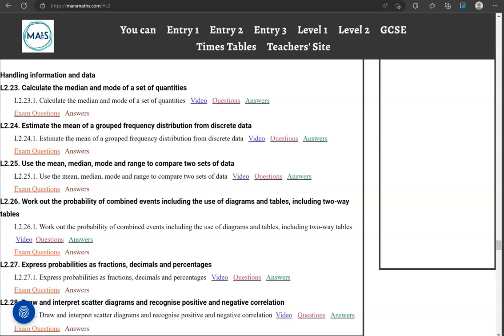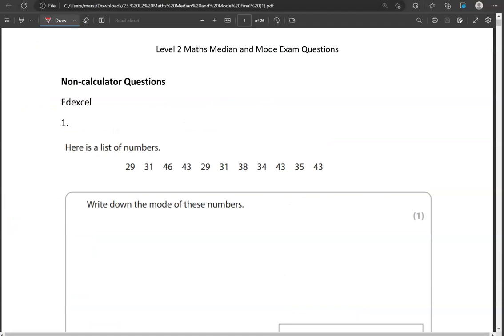In this video, we'll go through exam questions that cover the criteria, calculate the median and mode of a set of quantities. You can locate the questions on the mathsmaths.com website under Level 2. The questions come from different exam boards. We'll start with the non-calculated questions and then we'll move to the calculated questions. Here is the first one.